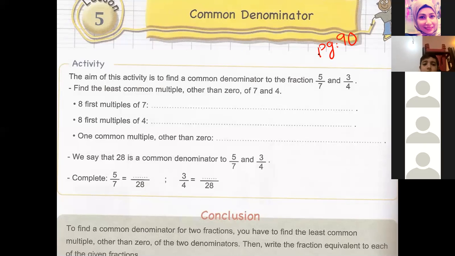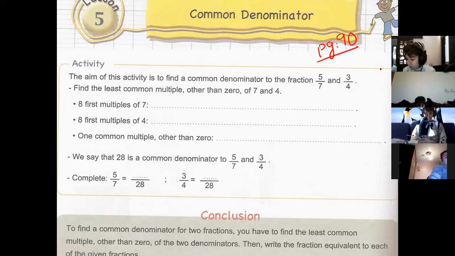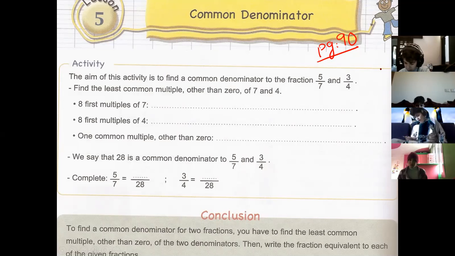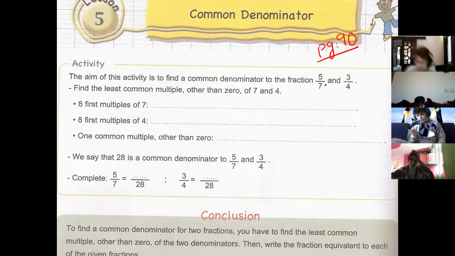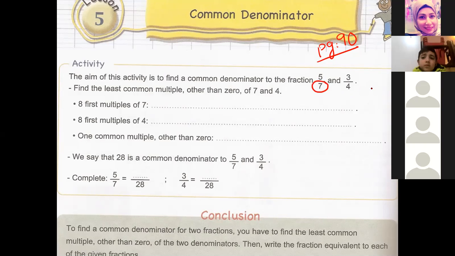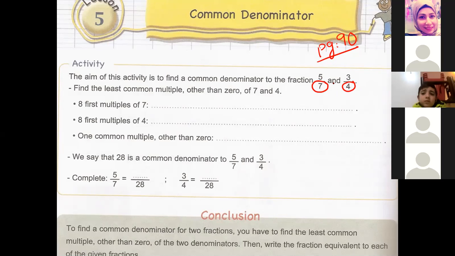Open your math books, page 90. We will start a new lesson. Our lesson is about common denominator. How do we find the common denominator between two fractions? For example, if you look at the first two fractions, 5/7 and 3/4. The first denominator is 7, and the second denominator is 4. The aim of this activity is to find a common denominator between 5/7 and 3/4.